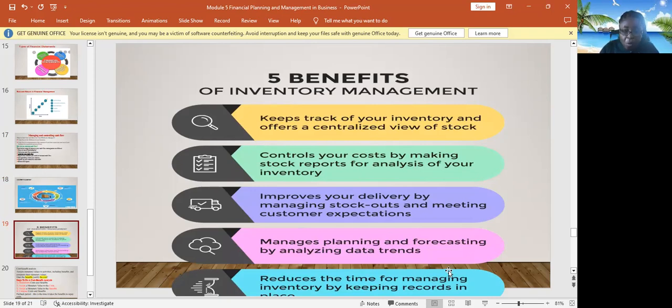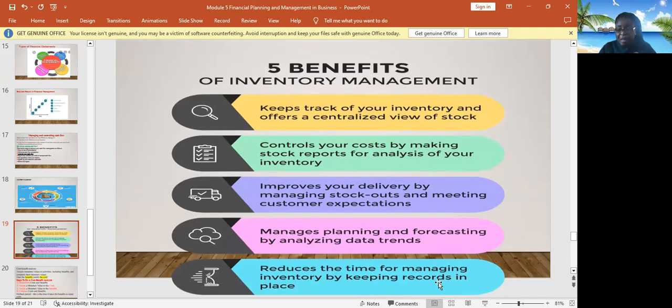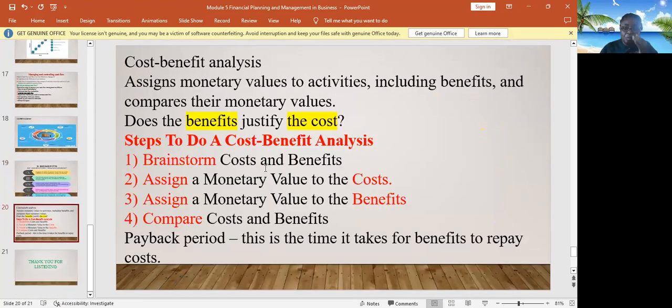Then the 5th one is reduce the time for managing inventory by keeping records in place. Make sure that you are a very good record keeper. Keep your records, make sure that they are intact.